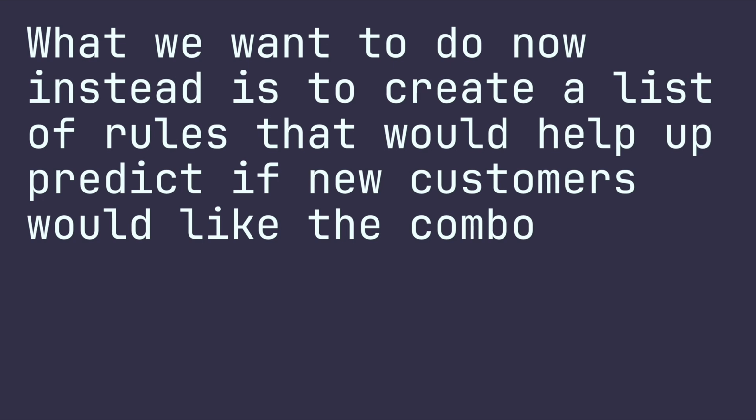So what we want to do now instead is to create a list of rules that would help us predict if new customers will like the combo. So in the last video, we did this basically in a descriptive way, meaning we described the data set with rules. And now we want to have a list of rules that would help us predict future ones.